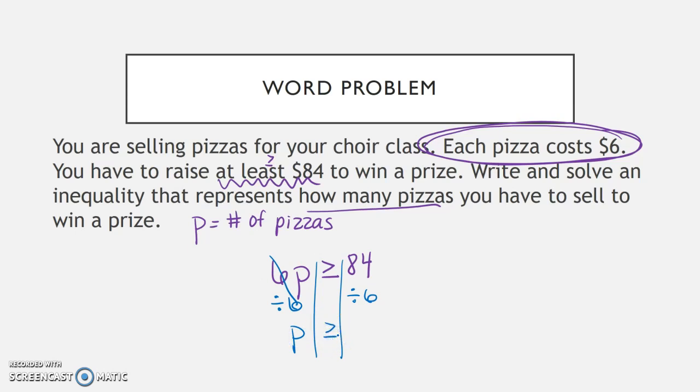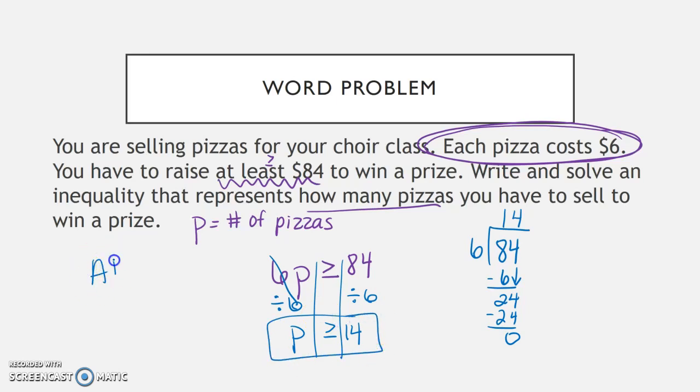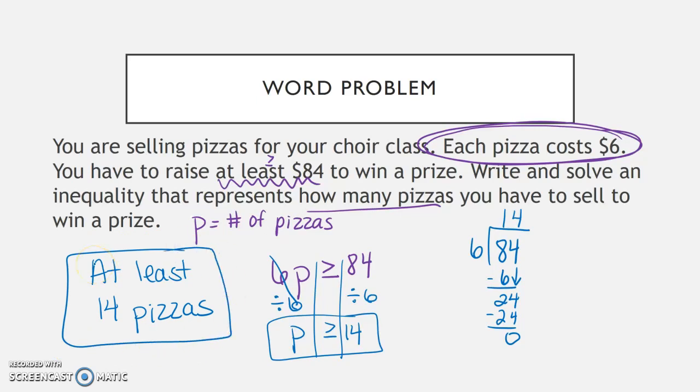Now here, I may not know exactly how many times 6 can go into 84. So I can do a quick little long division problem. So 6 can go into 8 one time. I bring down my 4. 6 goes into 24 4 times, and I've got no remainder. So 84 divided by 6 is 14. So what this means is we need to sell at least 14 pizzas. So if we sell at least 14 pizzas, we'll be able to win this prize.